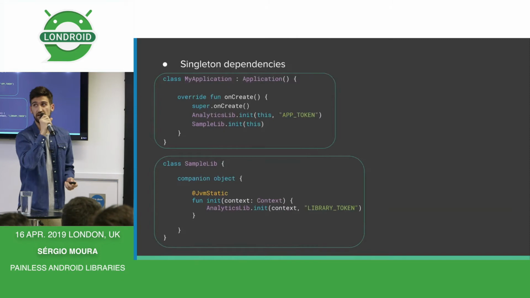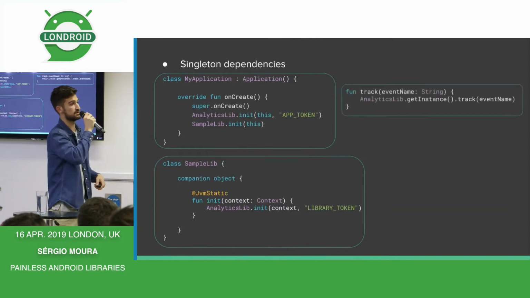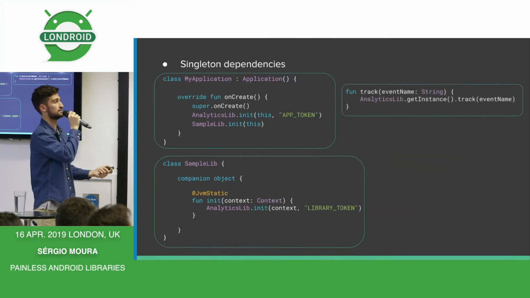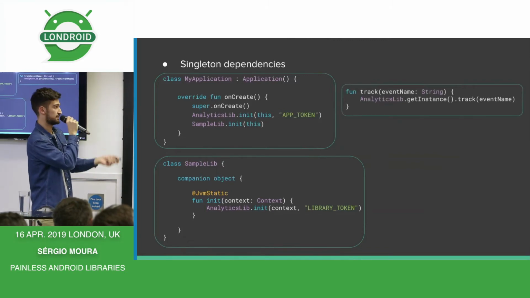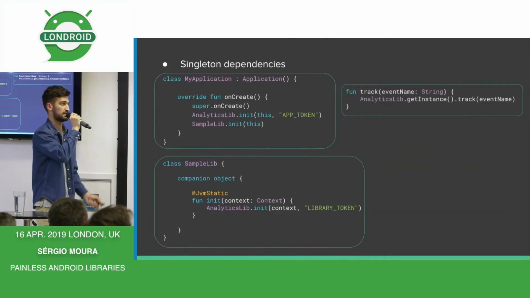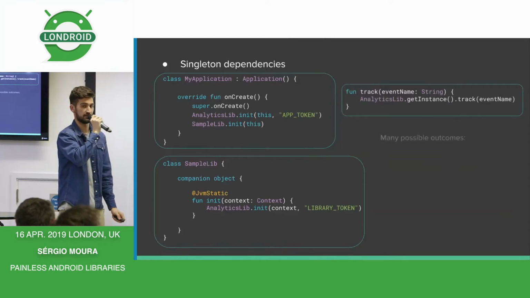So now, during the library execution, there is the need to track an event. So you call your analytics library instance, and you call the track method with some event name. So what's going to happen here?